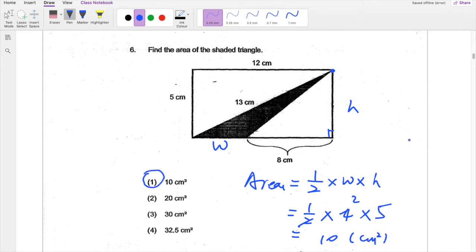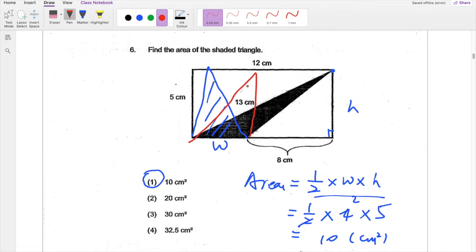So here we see that based on this area of the triangle, any point here, if we form a triangle, this shape is the same as the shaded area here, because they share the same base and the same height. So this one also shares the same area.